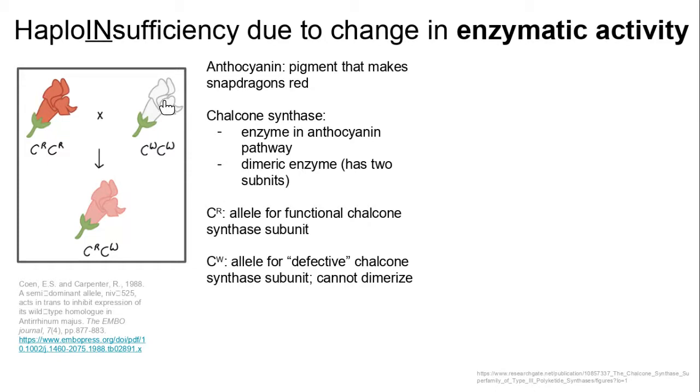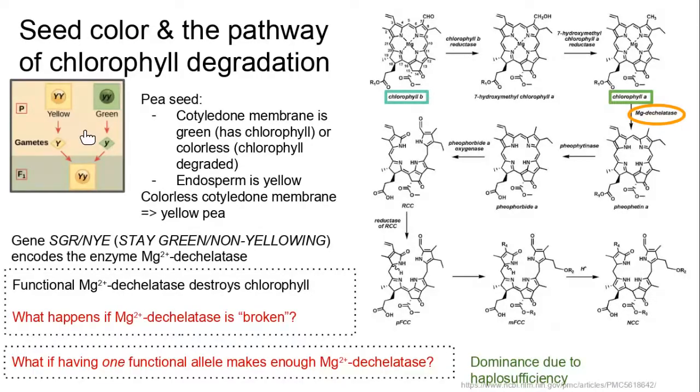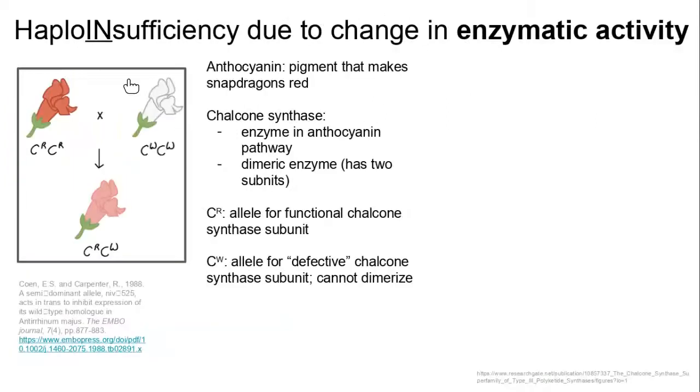So we're going to say that the white is the background color, just like the yellow was the background color in here. So remember, in this case, the endosperm is yellow, and the cotyledon, which is the wrapping paper of the seed, if it's see-through, your seed is yellow. If the cotyledon is green, the seed is green. So in this case, the white is the absence of the red pigment. So how do you make this red pigment? There are many steps, but I'm going to focus on one.